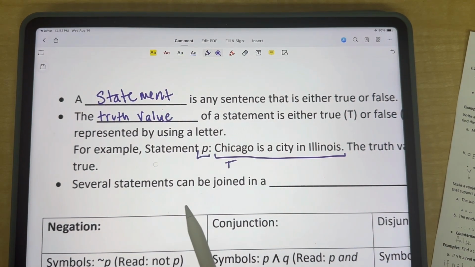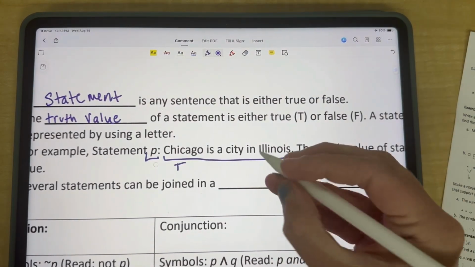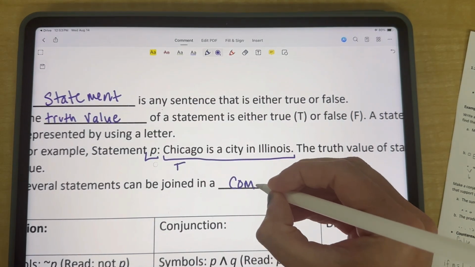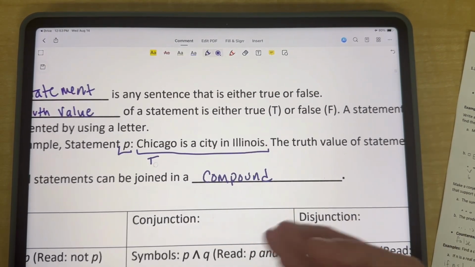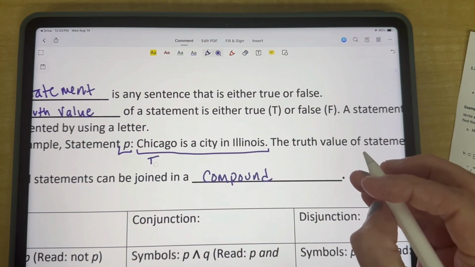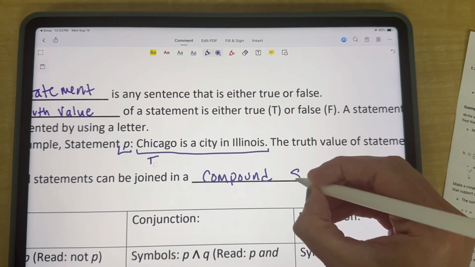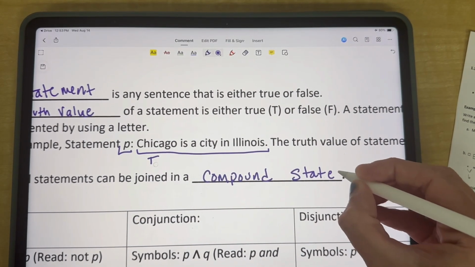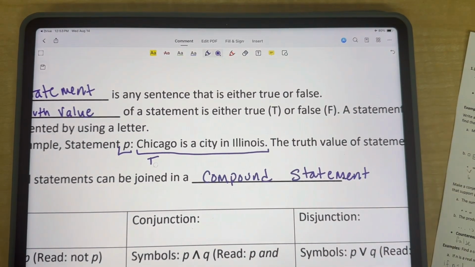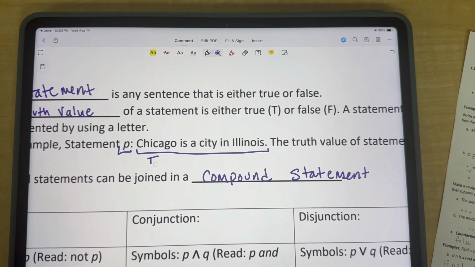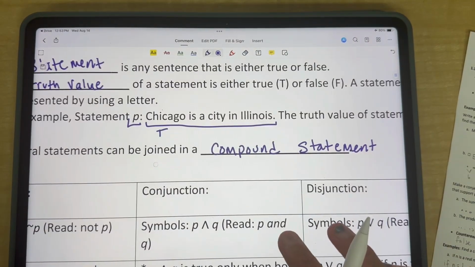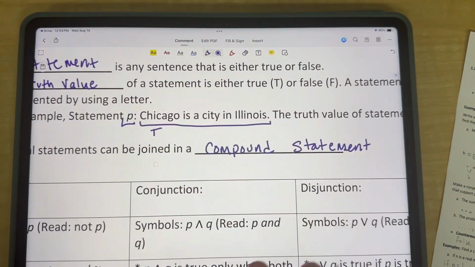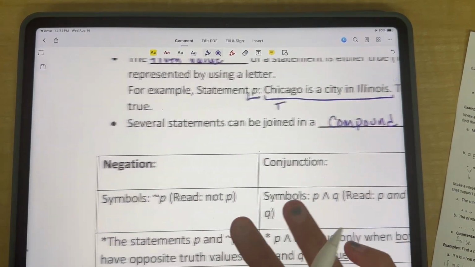Several statements can be joined in a compound statement. I think in English it's called a compound sentence when you combine and add the word and, commas and stuff. So it's pretty much the same idea. This is called a compound statement instead. And how we combine in geometry is conjunctions and disjunctions. We are going to get there in a second.